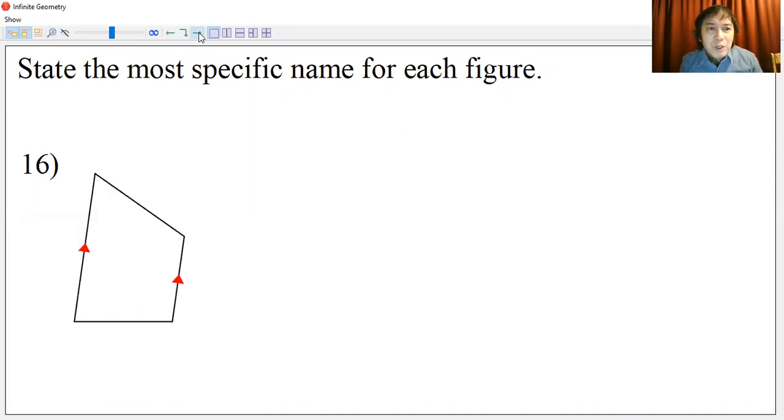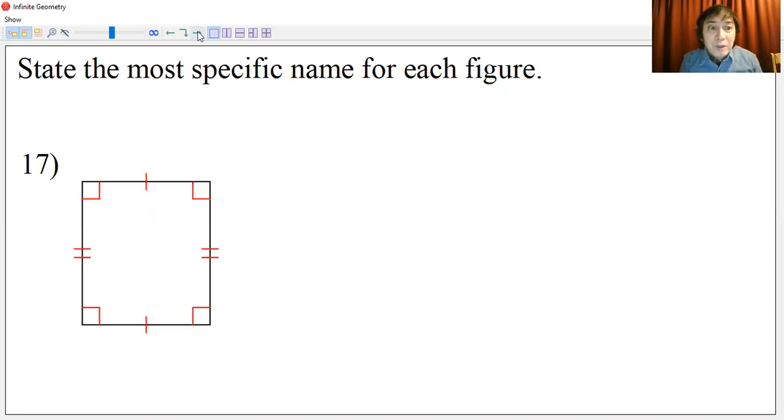Proceed to number 16. This is another trapezoid. Okay, this must be just trapezoid. That's a trapezoid. Verify. Yes, it's a trapezoid. All right, let's continue. This will be about 30, okay? 30 items. Let's proceed to number 17.